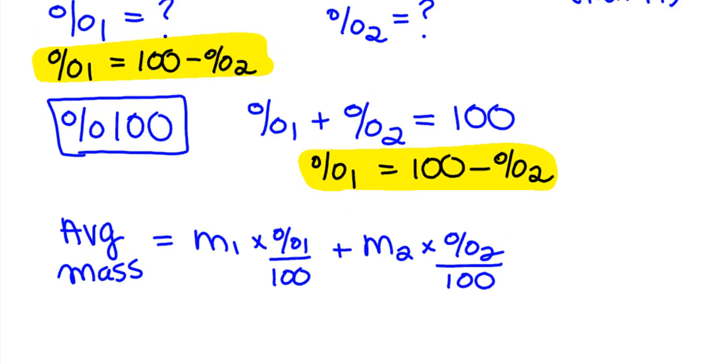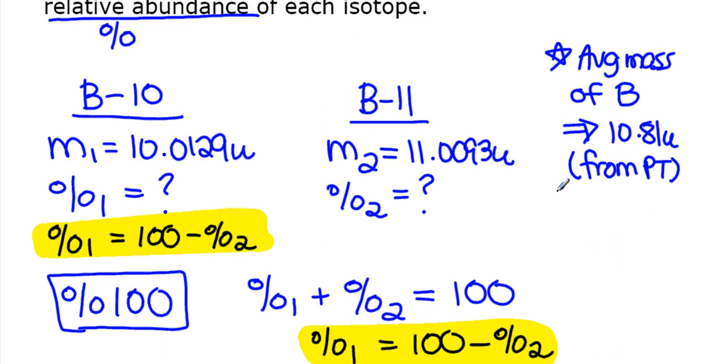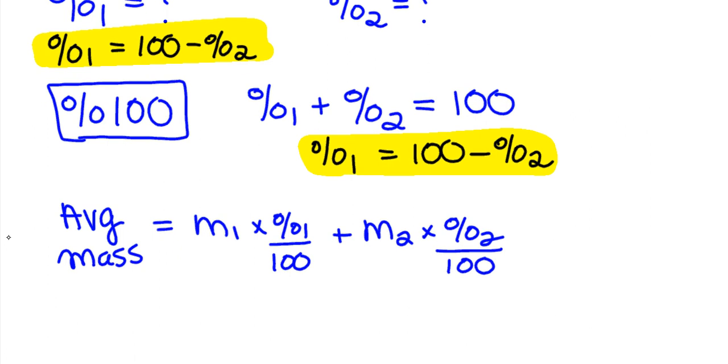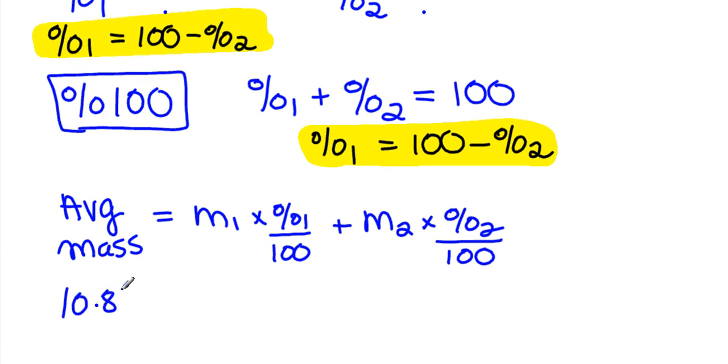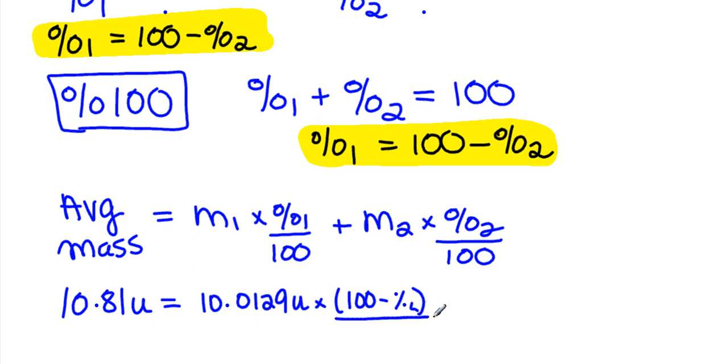What's my average mass? Well, remember we made a note of it up here. Average mass is 10.81. That's from the periodic table, so I can put that right in. And then I can start to fill in my information. M1 we had from our question, 10.0129 U, and it's going to be multiplied by our expression for %1, which we said was 100 minus %2, and we have to put that over 100.